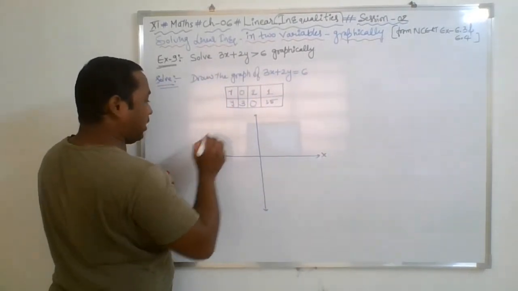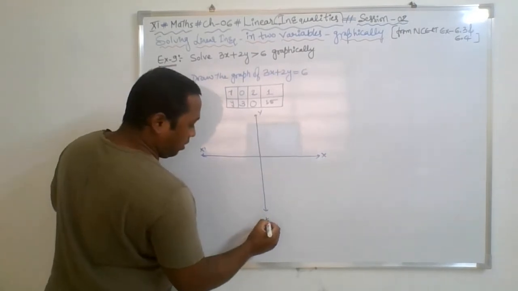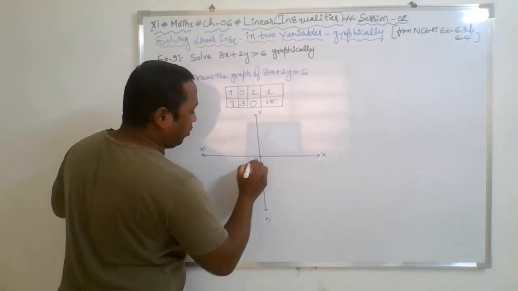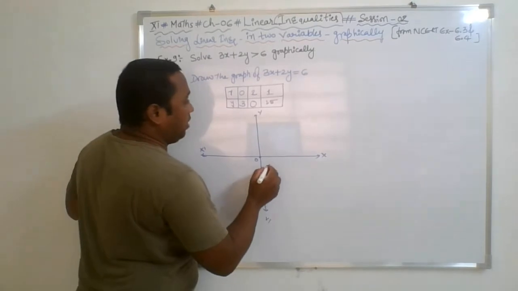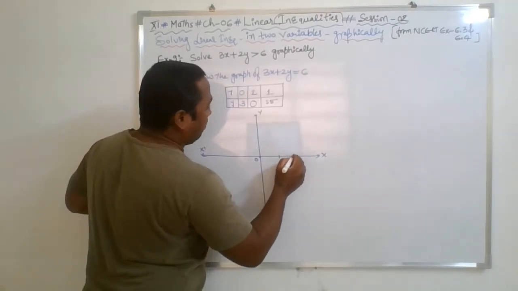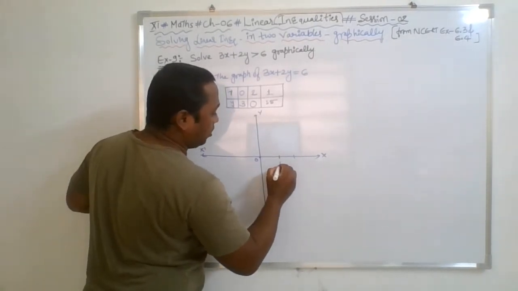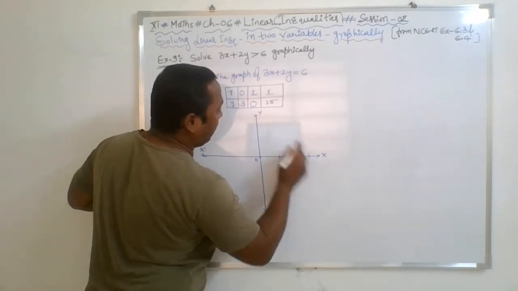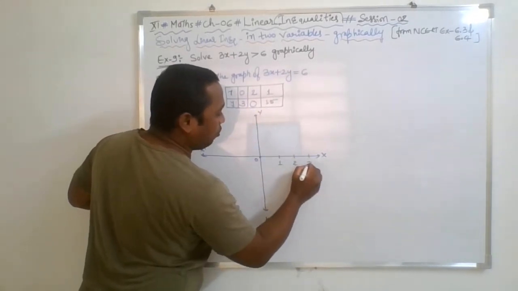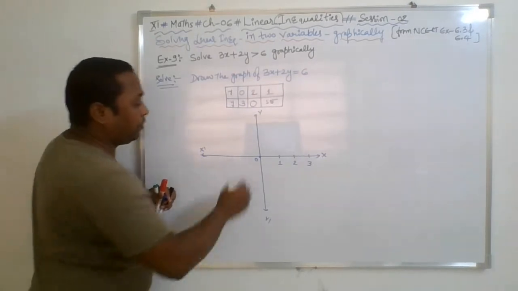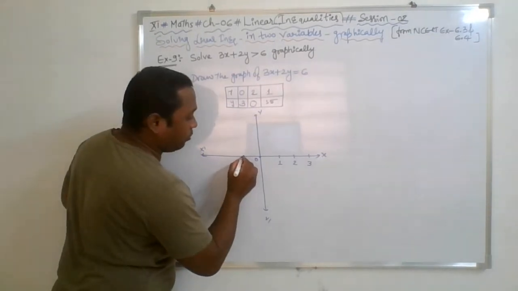X, x dash, y, y dash, origin. I require only a little bit here, only a few points. According to the values of x and y, you may decide the scale, right? You decide the scale accordingly.